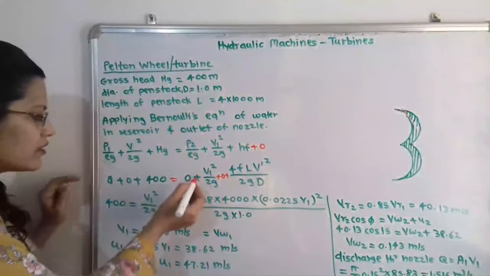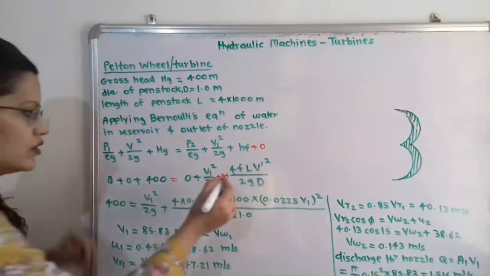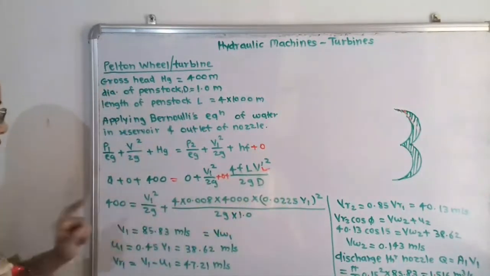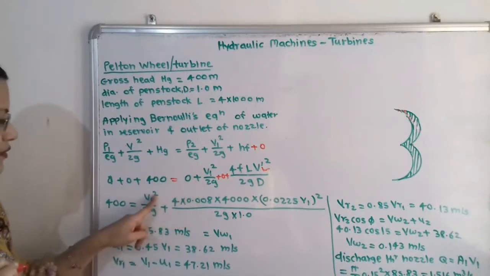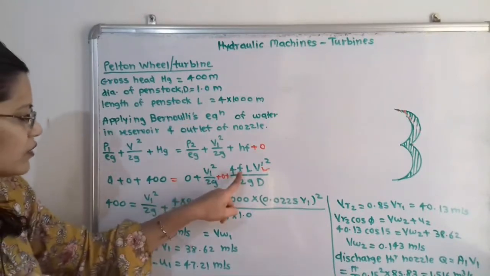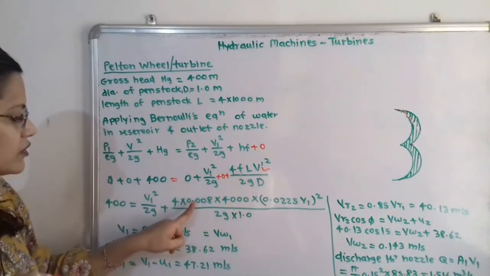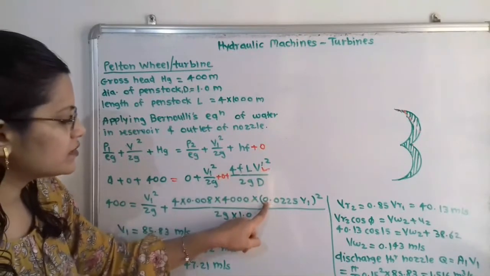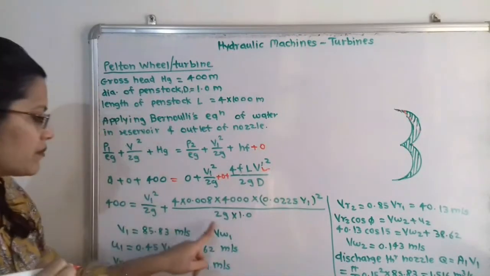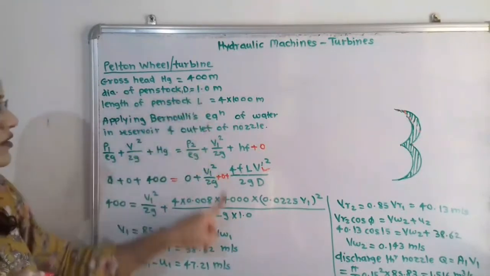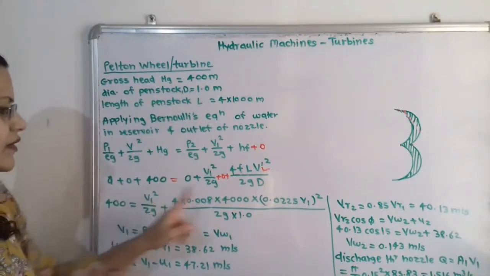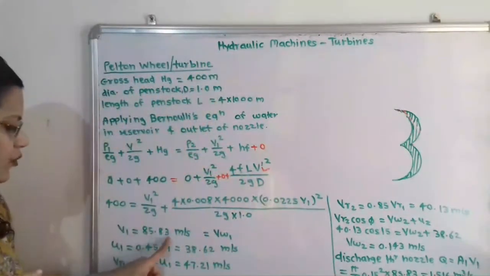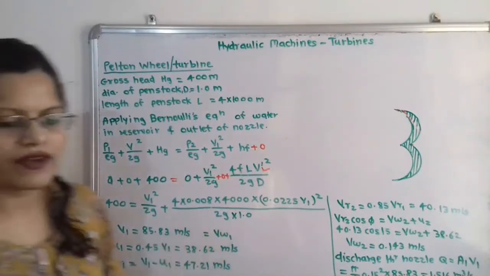Now if we observe here, V1 and V dash both are unknown, so we have to put the value of V dash in terms of V1. So again I will put the value here. 400 is equal to V1 square by 2G plus 4 into the coefficient of friction 0.008 into 4000 into the value of V dash, that is (0.0225 V1) square by 2G into D. D is 1 meter. When we calculate this, because in this equation only one unknown term is there, that is V1, V1 is 85.83 meter per second, and that is the value of VW1.